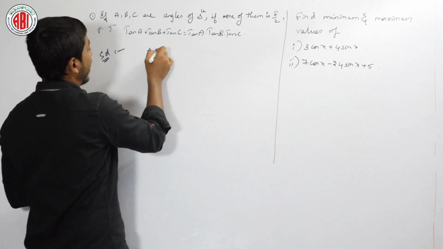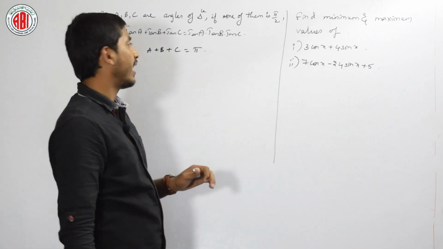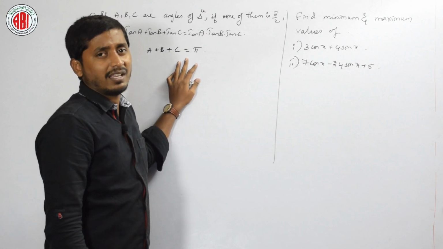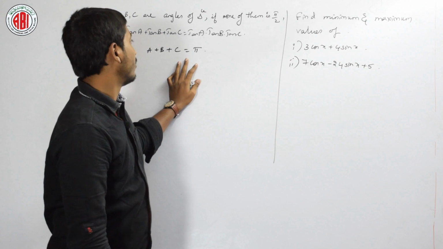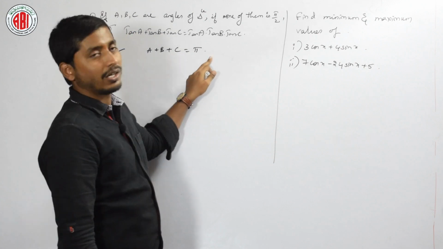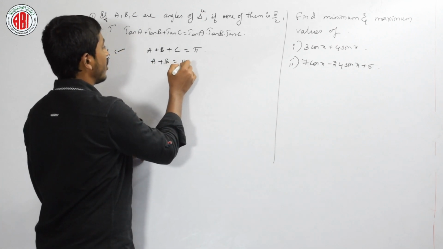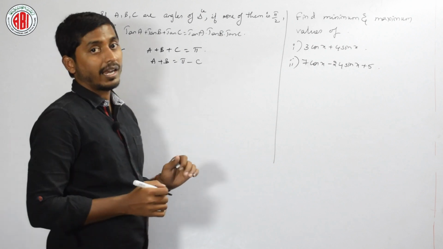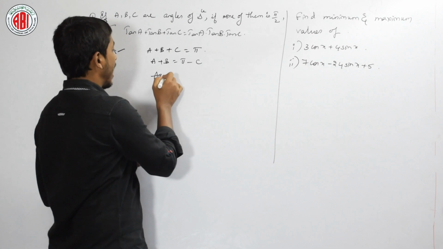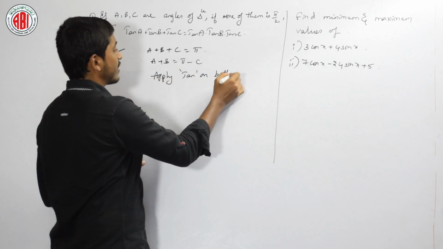Sum of angles in a triangle is always 180, right. Do we have any formula for tan of a plus b plus c? No, we do not have. Okay. Now, is it good to transform one of the angles to that side? Let us do that. It will become a plus b equal to 180 minus c, right. Can we apply tan on both sides now? Yes, we can. Now, apply tan on both sides.